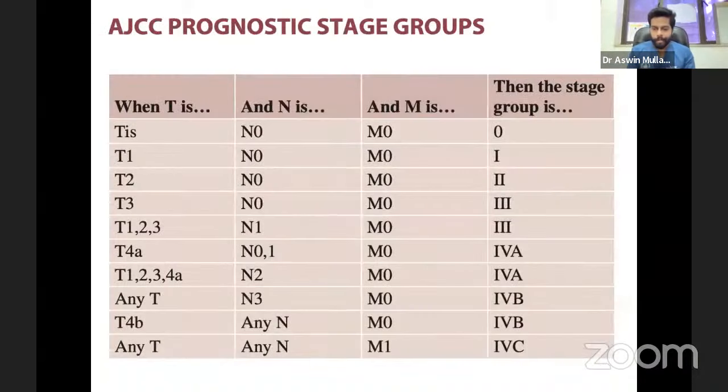Then AJCC prognostic staging tools. What does this stand for? Suppose a patient comes to you and asks, doctor, what is my stage? What is my stage of disease?